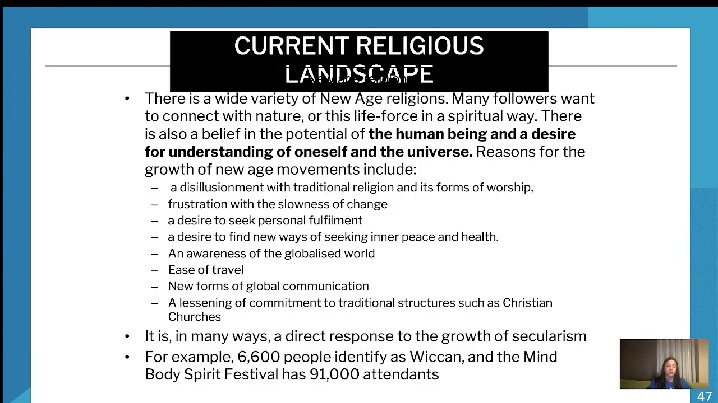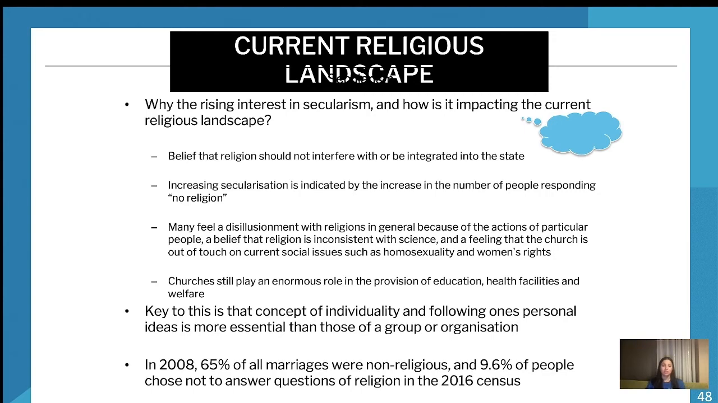So here we've got the Mind, Body, and Spirit Festival, which had 91,000 attendance when we were doing research. That's just an example of the growth and the increase in New Age religion.